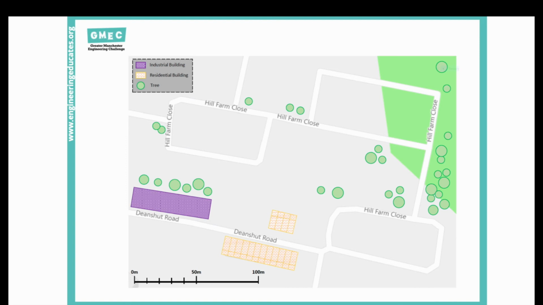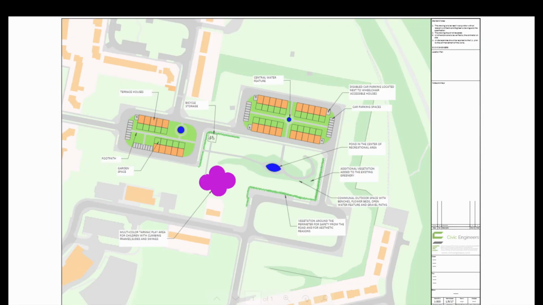Now, to help us out, we've also included an example from Civic Engineers. They've taken part of the site plan as well and shown how they would start to mark this up with their idea of design. So you can see that they've got things like their terraced houses in there. They've got some bicycle storage. They've got a central water feature. They've got a multicoloured tarmac play area for children with climbing frames, so that's obviously kind of a well-being feature. They've added it all onto there as well. So that's an example that's in there.